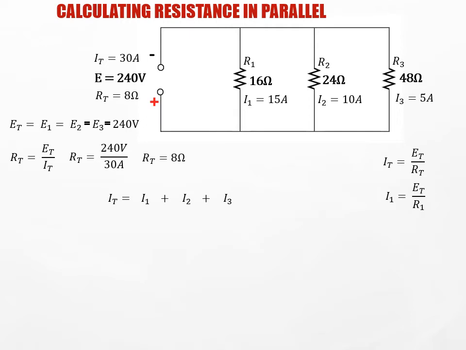We did calculate I1 as ET over R1, which gave us 15 amps. We did calculate I2 as ET over R2, which gave us our 10 amps. And finally, in branch 3, we did calculate I3 as ET over R3.